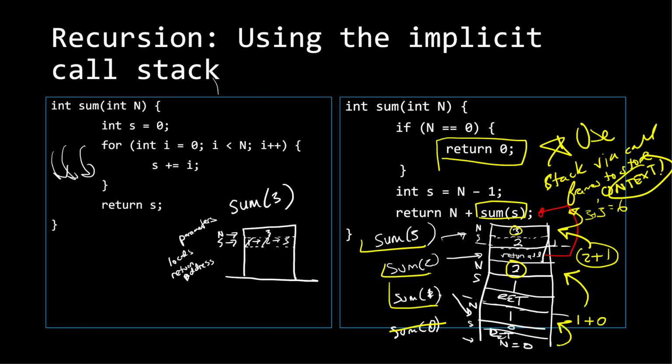So if you notice, the context when I'm executing sum of 2 is different. It's the same function body, the return address points to the same spot, but the call frame context is different. The value of n is different and the value of s is different. And that allows me to use the same code, but under a different problem, a sub-problem. We'll see this later.